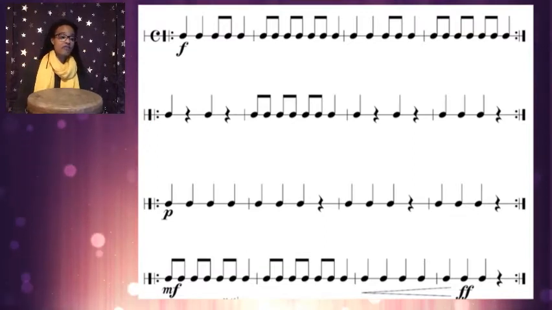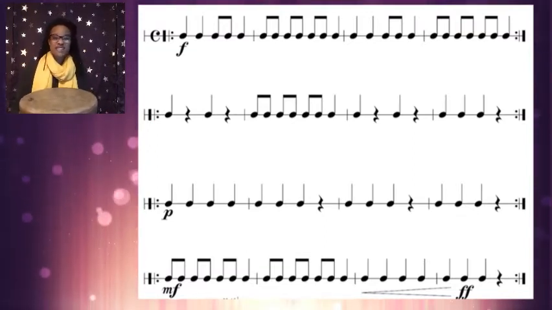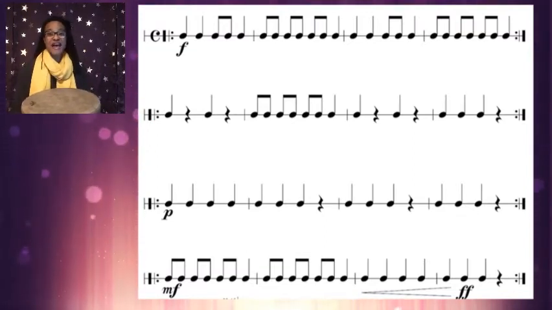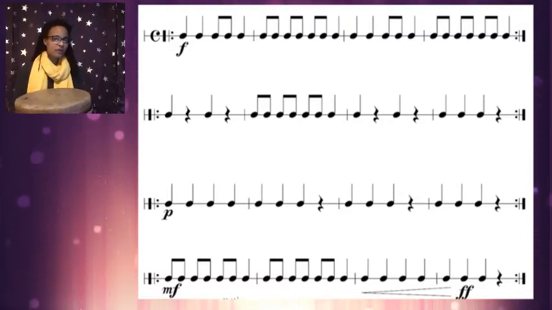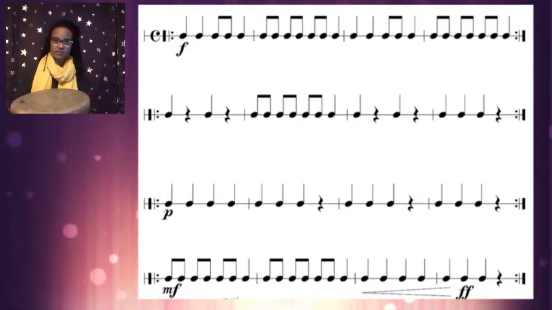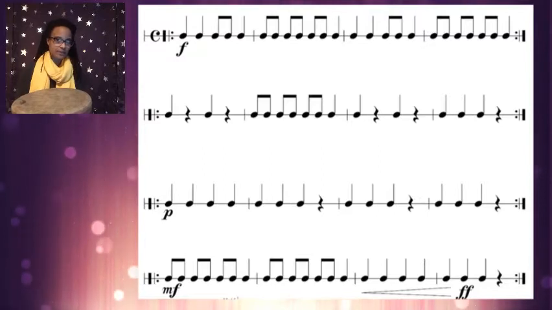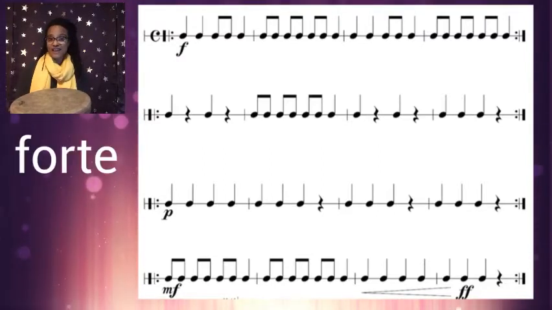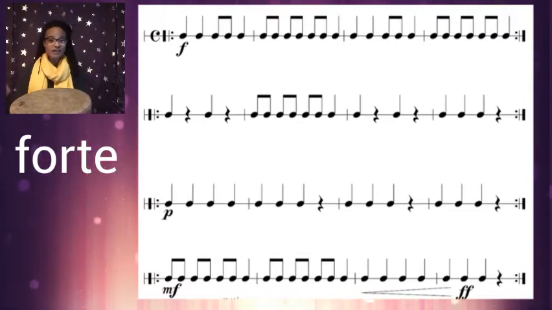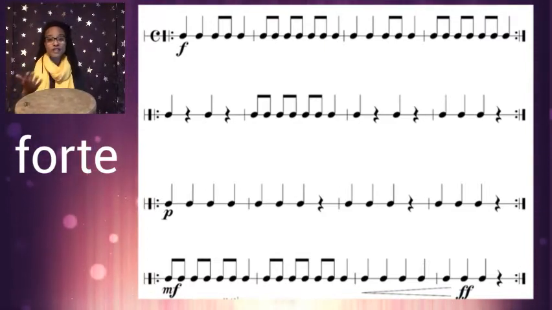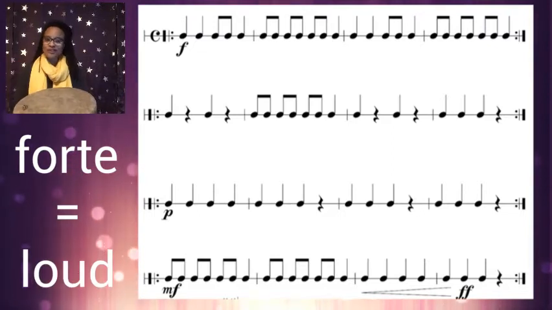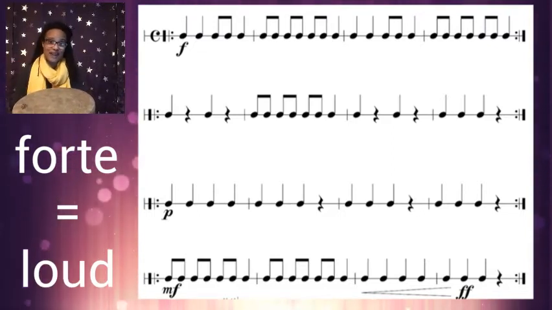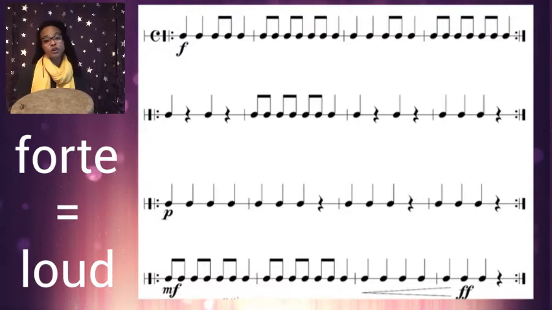If you look carefully, you'll see a really fancy F. Do you remember what that F stands for that's right at the beginning of this musical example? If you guessed forte, you're correct. And if you remember that forte means loud, well, you'll be in really good shape. So when we start playing, we'll be loud.